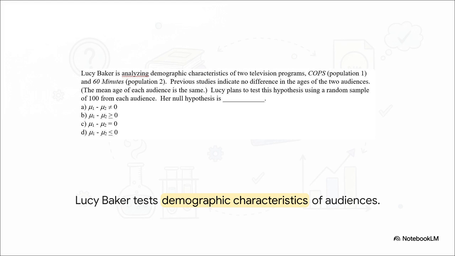Let's look at an analyst named Lucy Baker. She's comparing the TV audiences of Cops and 60 Minutes. She wants to know if the demographics of these two shows are actually different. So her null hypothesis assumes the average age difference between the two audiences is exactly zero. She takes a random sample of 100 viewers from each show. By setting her baseline at zero, she's created a firm mathematical starting line. Now, all she has to do is apply the right statistical test to see if her sample data deviates enough from zero to actually mean something.